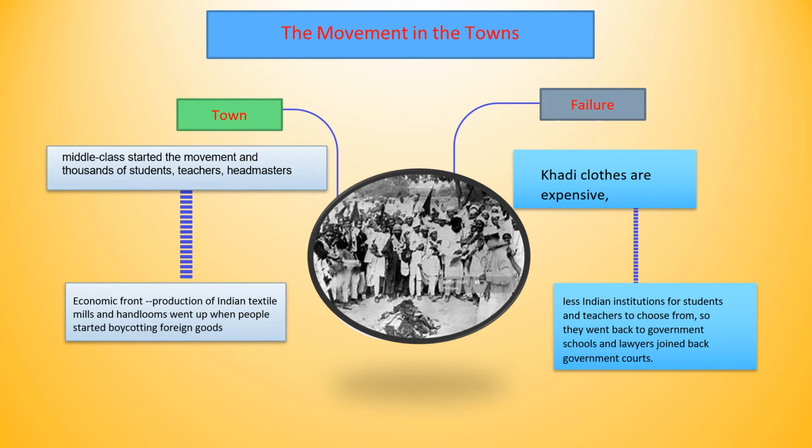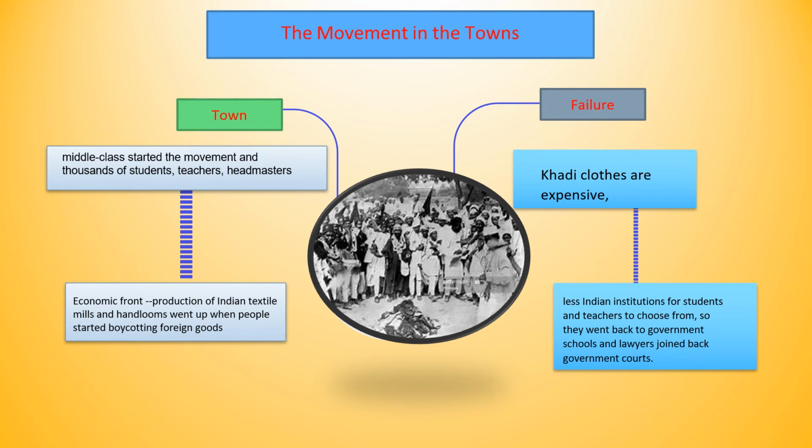The middle class people started this movement. Thousands of students, teachers, and headmasters boycotted schools. The judges refused to go to court. The shops remained shut down. The people started boycotting foreign clothes and even burning them.